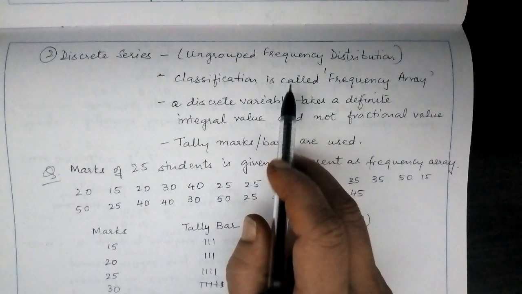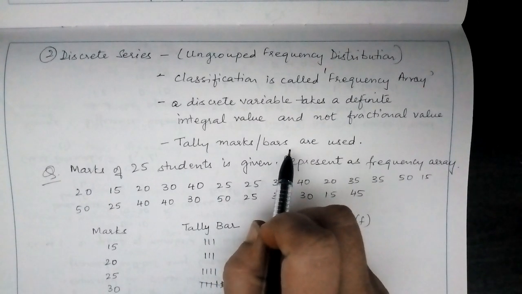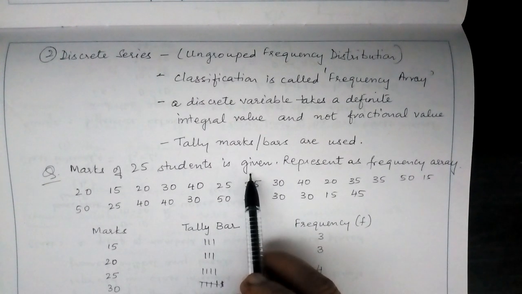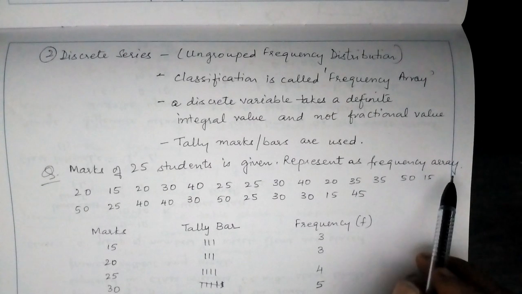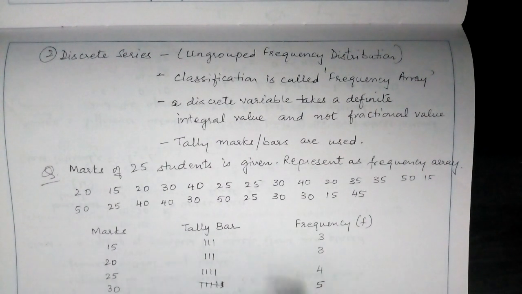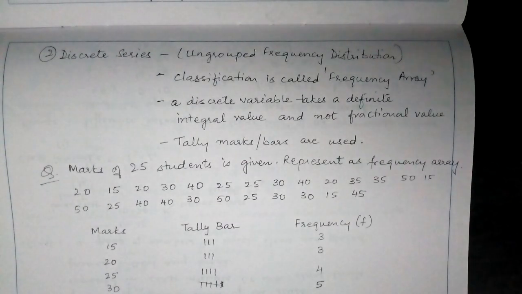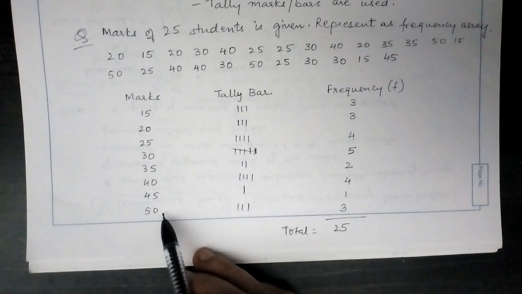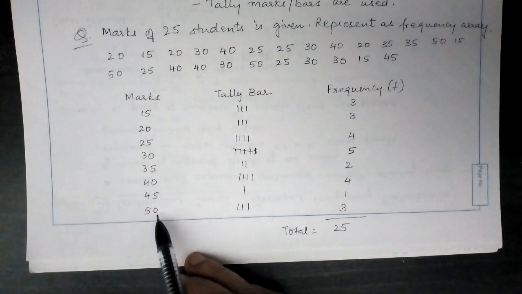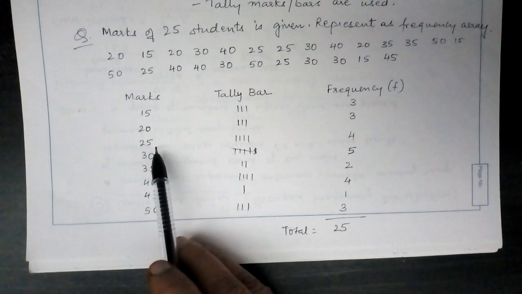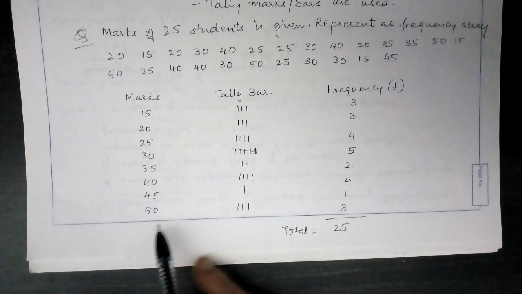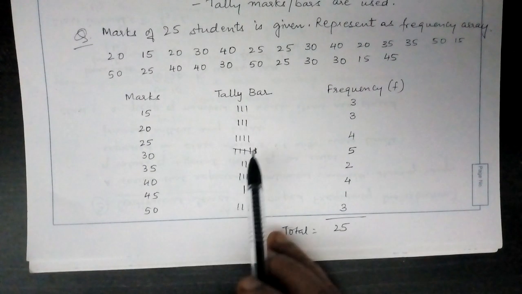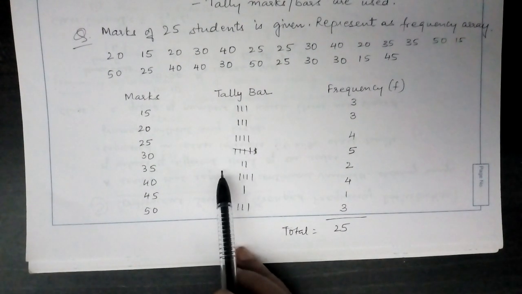And to represent this frequency, we can use tally marks or bars, which you must have learnt in your previous classes. Let's take this example of marks of 25 students, which have to be represented as frequency array. Now we have these marks and we need to arrange them as a frequency array. So the first step over here is to arrange these marks in the ascending or the descending order. Let's opt for ascending order because it's easier. The lowest being 15 followed by 20, 25, 30, 35, 40, 45 and 50.